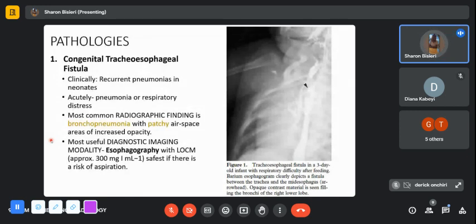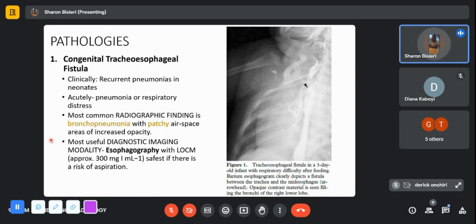So we look at different causes of aspiration pneumonia. First we'll start with tracheopharyngeal fistulas. It can be congenital or acquired. Clinically, the congenital type typically affects neonates, and they will present with recurrent pneumonias. Initially, in the acute setting, they can have a pneumonia or respiratory distress.